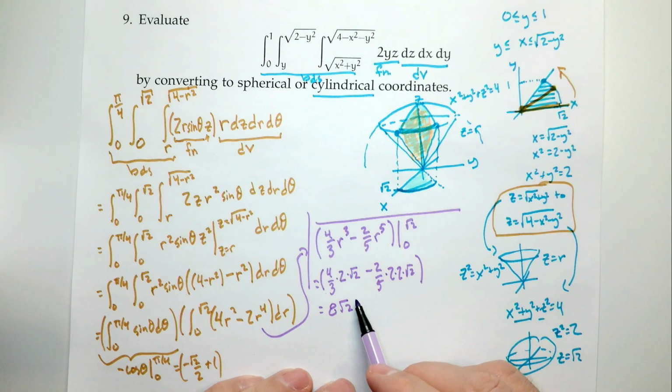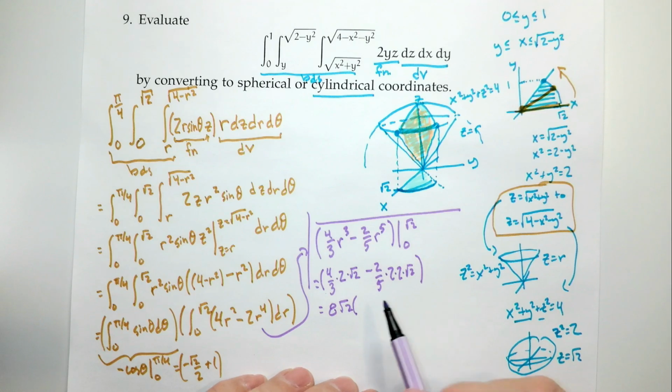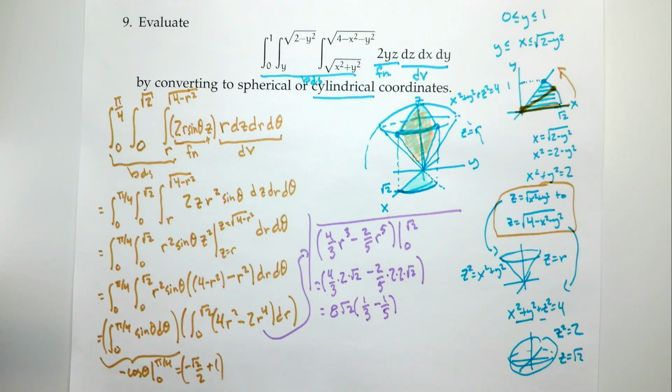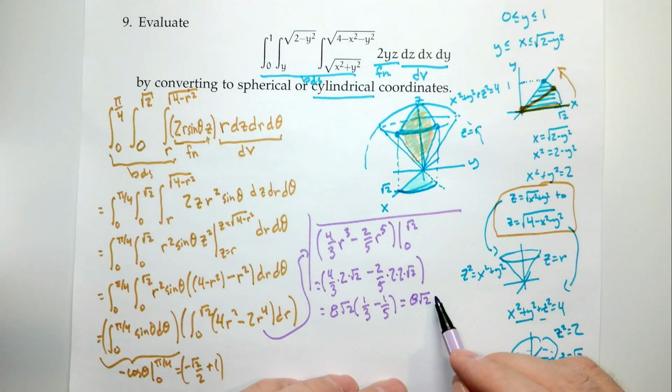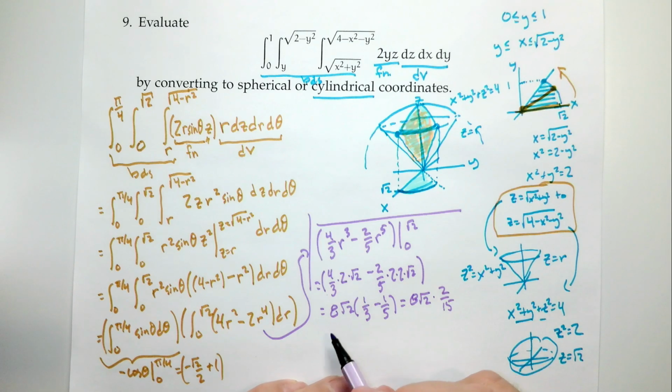And then we're going to multiply this by what? Well, from the first term, you're going to be left with 1/3. And then the second term, you're going to be left with 1/5. Now, a third minus a fifth, that's 5/15 minus 3/15, which will be 8 root 2 times 2/15, or that would be 16 root 2/15. Yes? I think so.